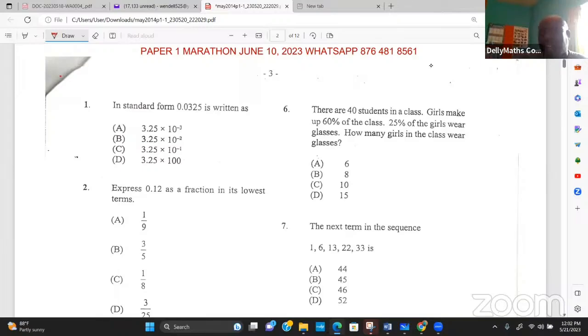It says, let's write this, it says 0.0325 in standard form is what?